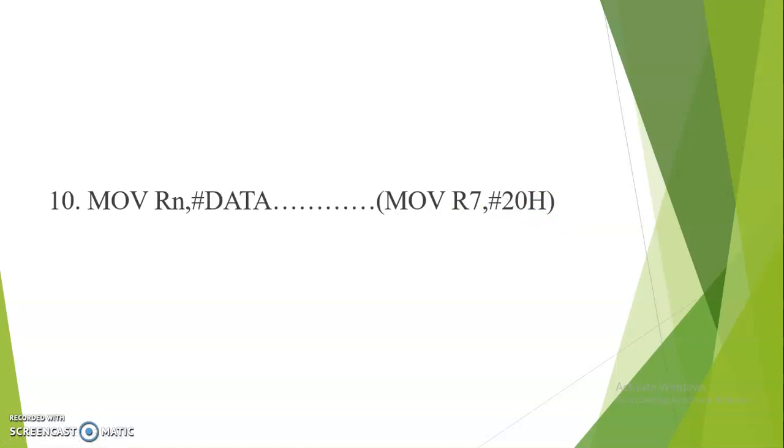Next combination is MOV Rn, #data. So this instruction will copy the immediate data given in the instruction to the register Rn of the selected register bank. Example, we will see MOV R7, #20H. This will copy 20H. 20H is the immediate value because a hash is written. So 20H it will copy to R7 of the selected register bank.